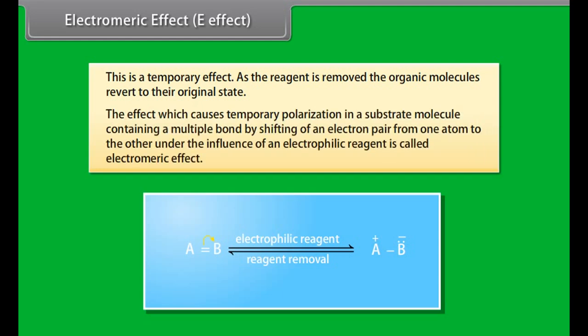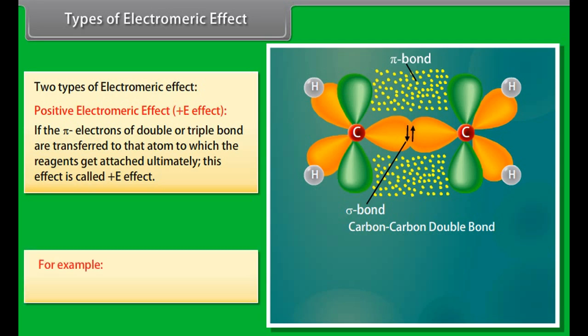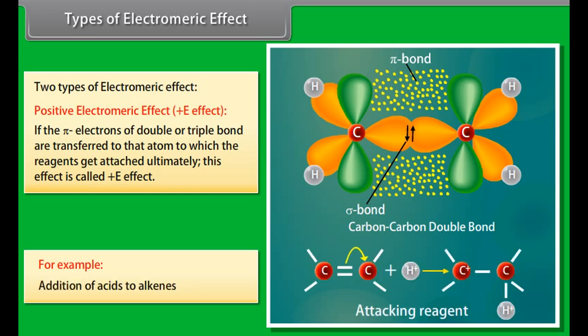The effect which causes temporary polarization in a substrate molecule containing a multiple bond by shifting of an electron pair from one atom to the other under the influence of an electrophilic reagent is called electromeric effect. Types of electromeric effect. Two types: positive electromeric effect, positive E effect. If the pi electrons of a double or triple bond are transferred to that atom to which the reagent ultimately gets attached, this effect is called positive E effect. For example, addition of acids to alkenes.